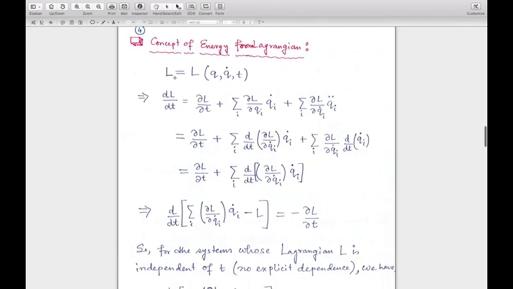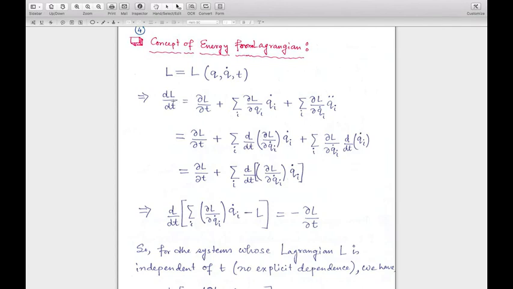So the Lagrangian is a function of q, q dot, t in general. Of course, here again for simplicity, we are taking a one dimensional problem, that means only one set of q, q dot. You can easily generalize for a multi-dimensional problem. Then you will simply have to write the summations. Okay, and that's exactly what I did over here.